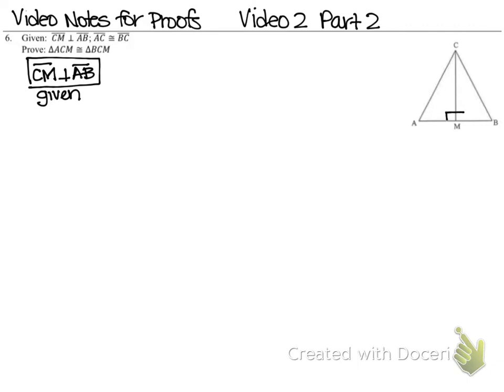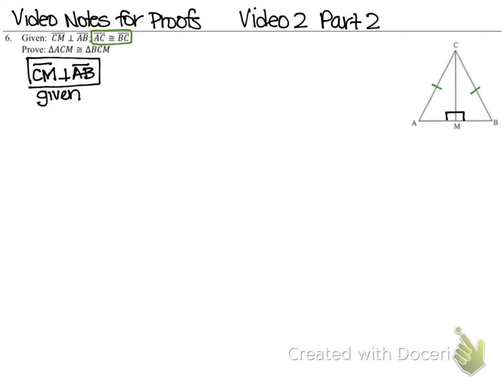I'm going to find where CM and AB intersect, and that's going to give me my 90-degree angle. I know that that's going to give me two 90-degree angles. I'm just trying to figure out how much more I have to do with it. Okay, I'm going to go back up to the rest of the given statement that I just highlighted in green. So AC is congruent to BC. Let's go ahead and mark that in the picture. AC is congruent to BC.